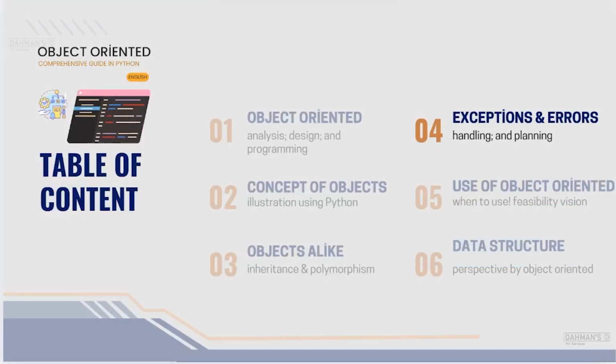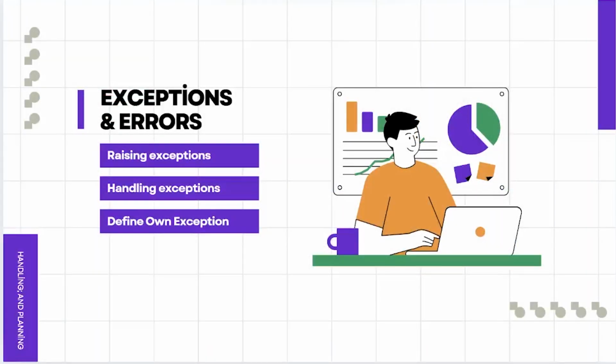We have reached section number 4 in this training program, and that is to discuss exceptions and error handling and planning. In this section, we're going to discuss 3 outlines. First, we'll be looking at raising exceptions, and then how to handle exceptions, and finally, how to define your own kind of exceptions in certain cases. So let's go ahead and discuss the first outline in this section, and that is raising exceptions.